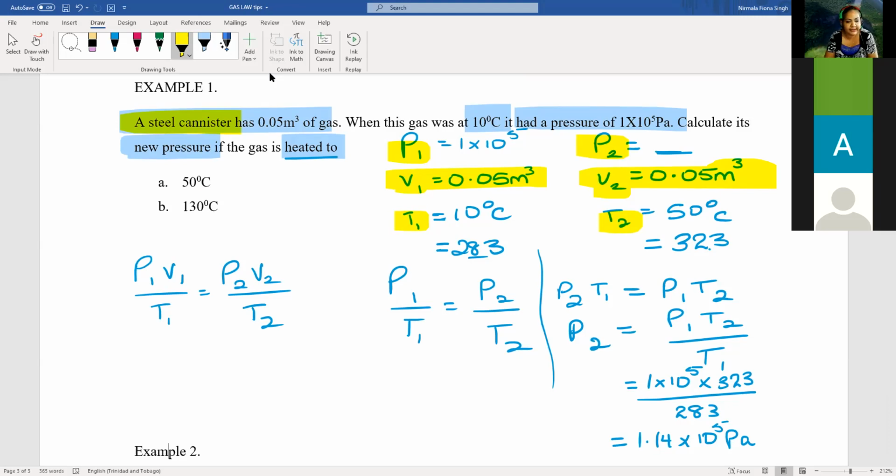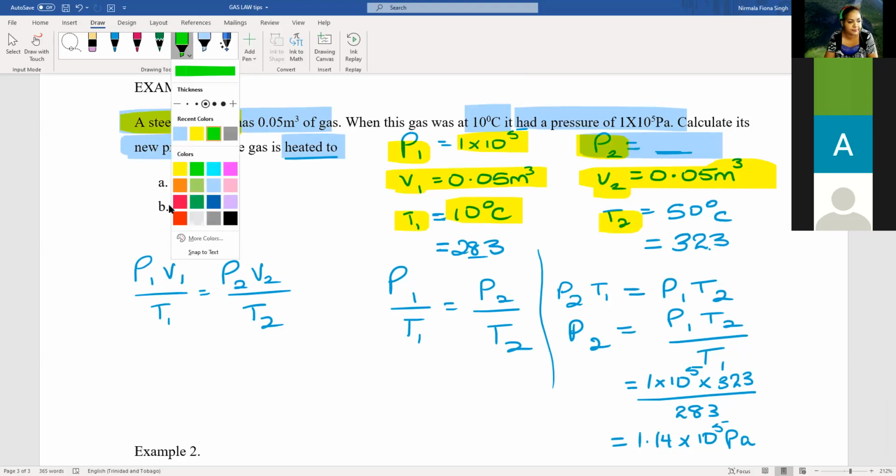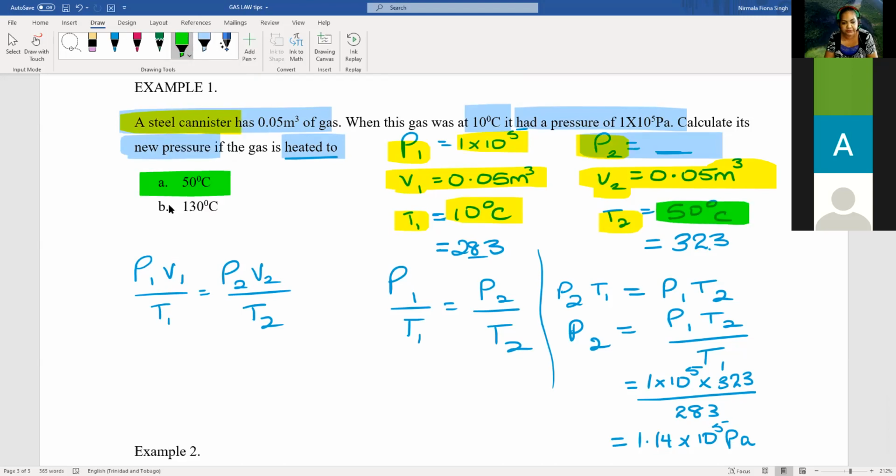We said when the gas is 10 degrees Celsius, it has a pressure of 10 to the 5. Calculate the new pressure. So that means we want to work out what the new pressure is when we have a temperature of 50 degrees. So for 50 degrees, I convert both of these into Kelvin. So let's plug and see.